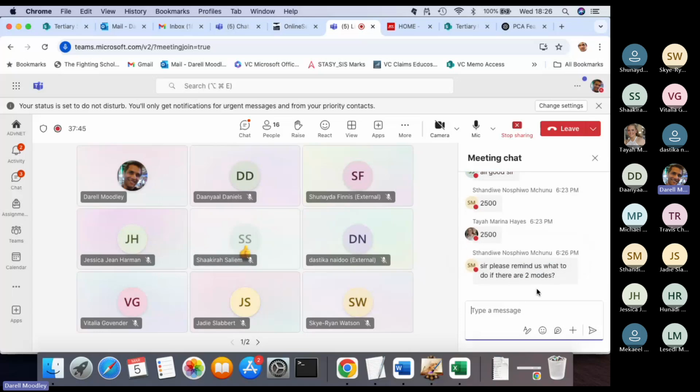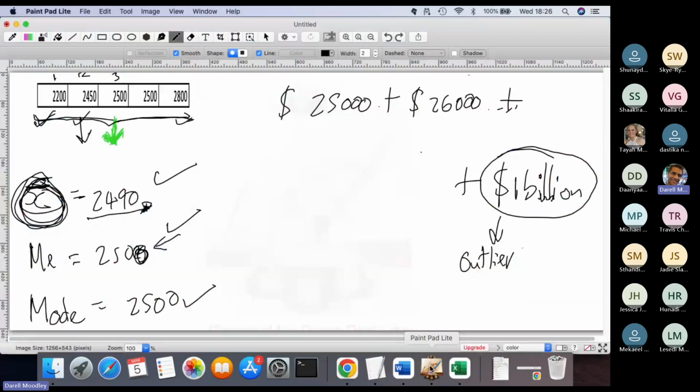Please remind us what to do if there are two modes. Very good question. If there are two modes, just say there are two modes. So for instance, that's a very good question.